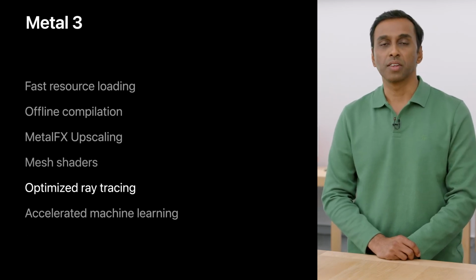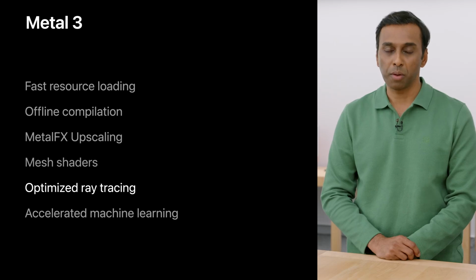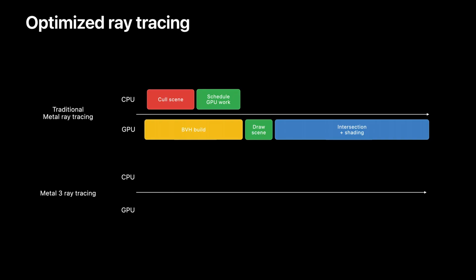Metal 3 also brings significant speedup to the ray tracing pipeline. Everything from acceleration structure builds, intersection, and shading have been optimized. Metal also adds support for GPU-driven ray tracing pipelines to further optimize your app. Let's compare Metal 3's ray tracing to what was previously available. Metal 3 ray tracing saves a significant amount of CPU and GPU time. First, acceleration structures build in less time, giving you more GPU time to draw and trace rays.